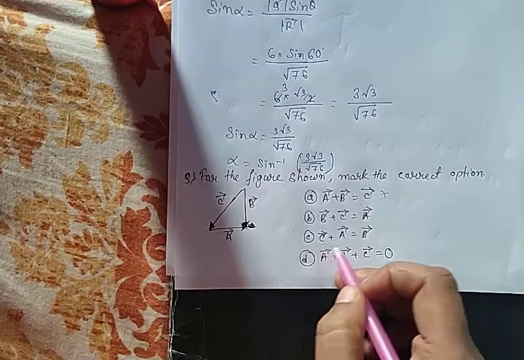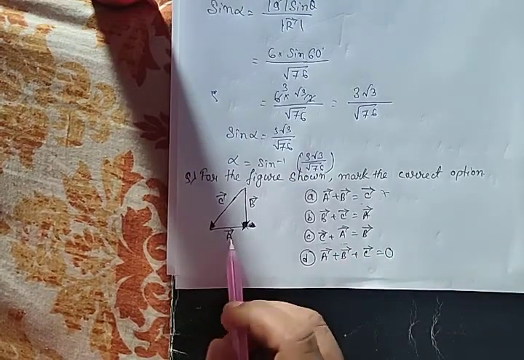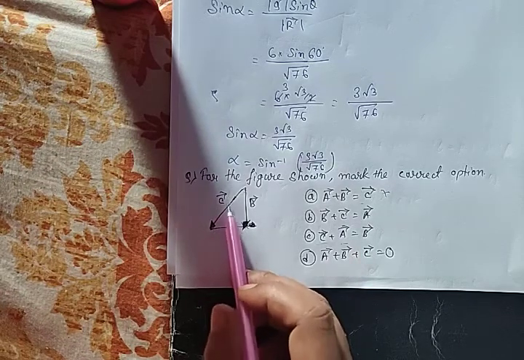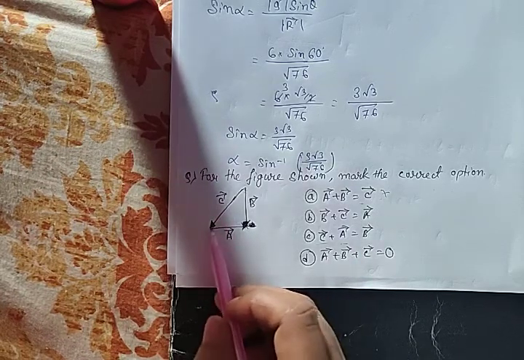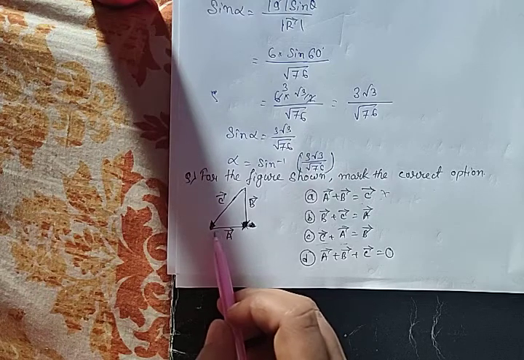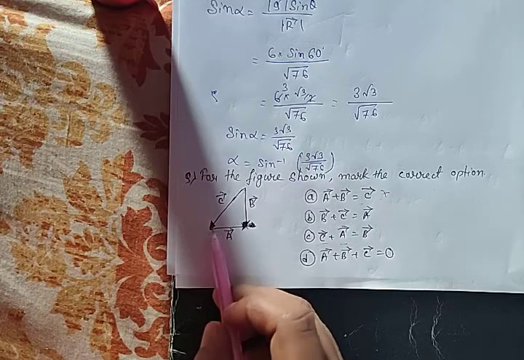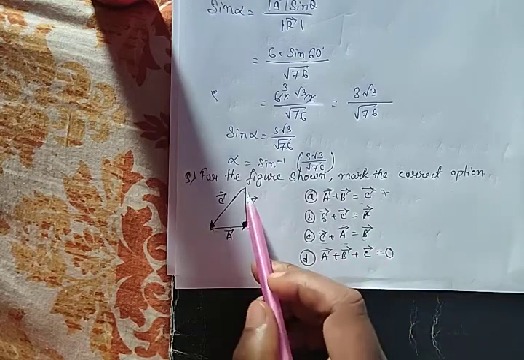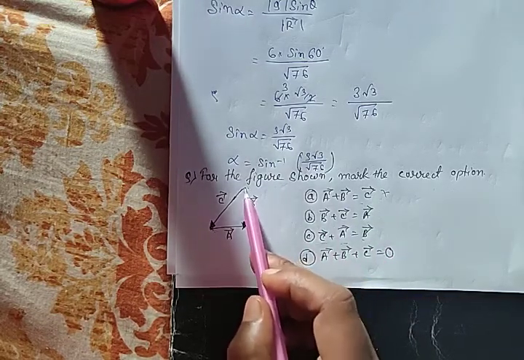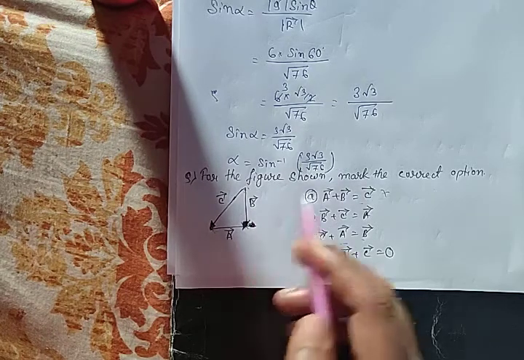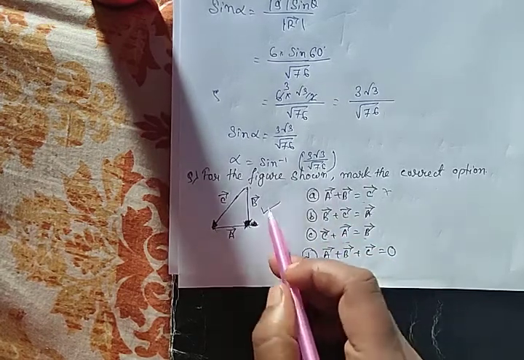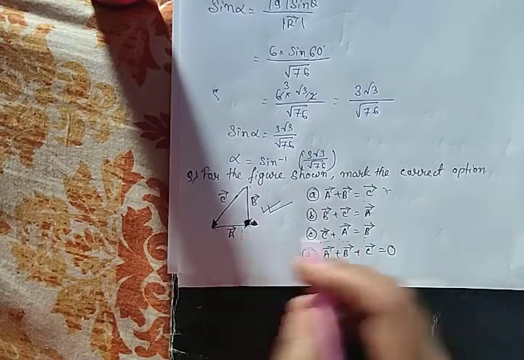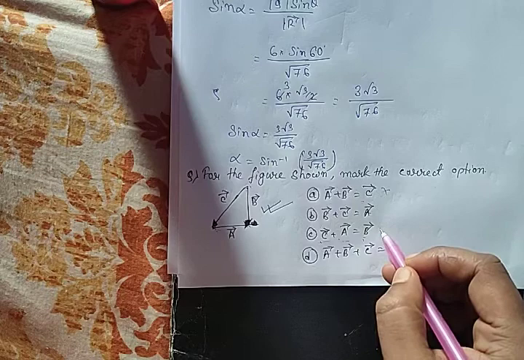Now let me check the third option: C plus A is equal to B. The head of the C vector and the tail of the A vector are joined together, so this one is correct. Let me check the B vector again: it is from the tail of the C vector to the head of the A vector. So this is correct according to the triangle law, that C plus A is equal to B. So our answer is option C.